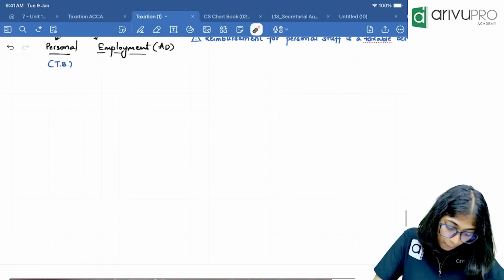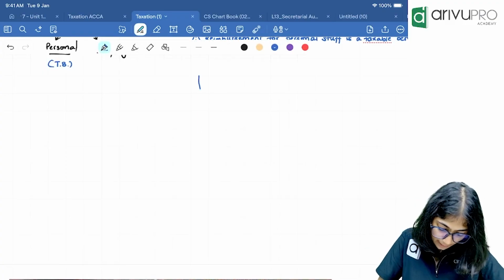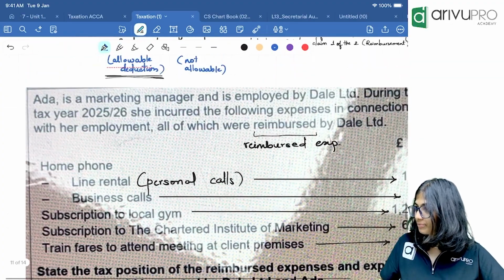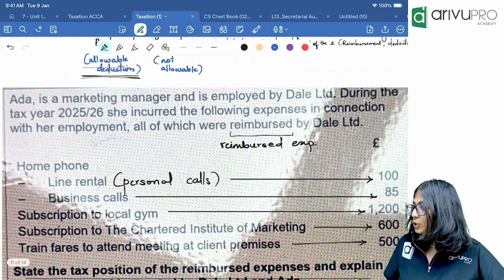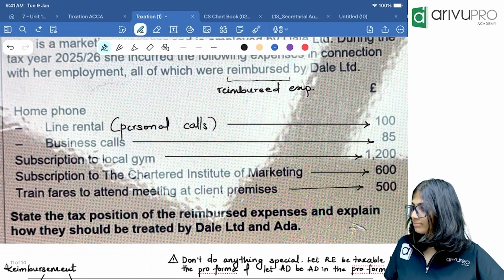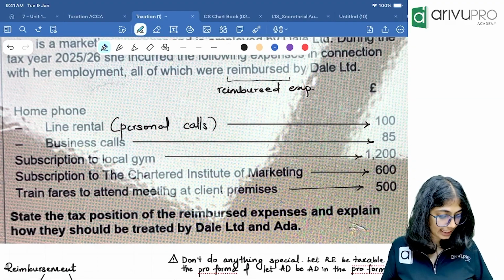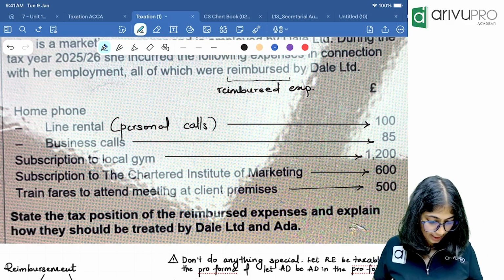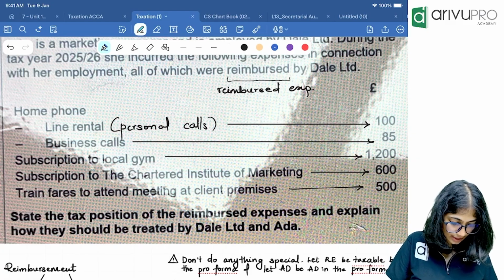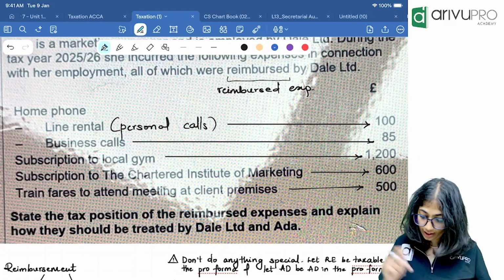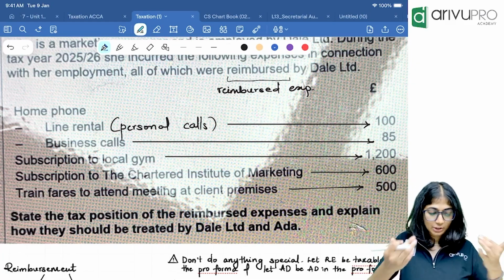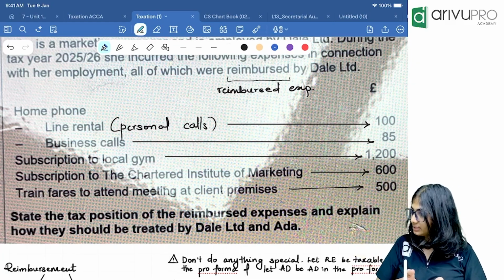Alright, let's look at both of these. How do we solve this question looking at both? Let's do the total method first. What is the total amount of reimbursement expenses Ada got? Alright, so what is it? 100 plus 85 plus 1200 plus... I'm not going to say whether it's employment or personal. I'm just going to take the total amount of reimbursement expenses.